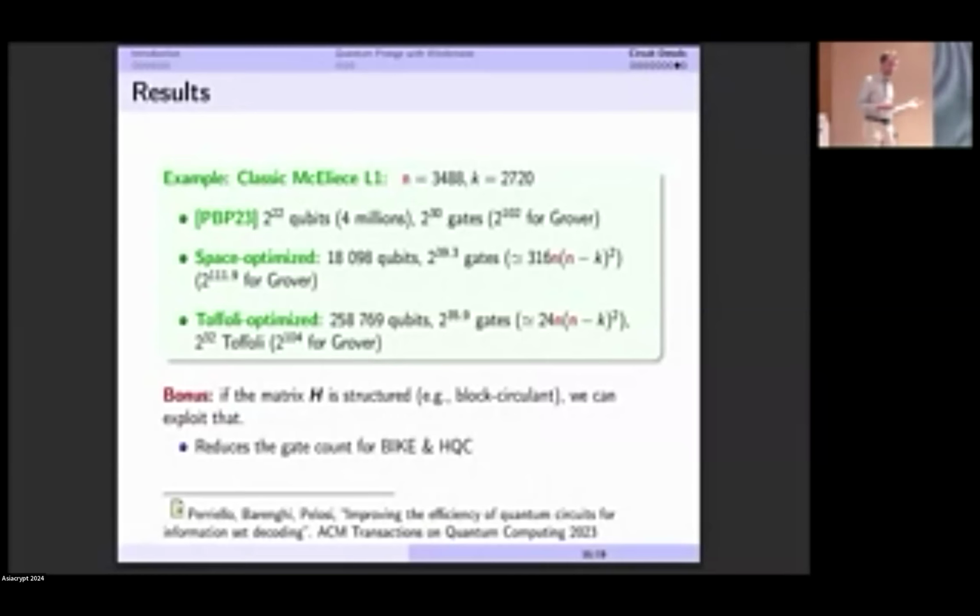And finally, there is yet a third version, and this is when the matrix has a special structure, because in code-based cryptosystems like BIKE and HQC, the matrix is block circulant, and implementing a matrix-vector product in that case is asymptotically better. And there we can really use the advantage that's given to us by Wiedemann's algorithm.